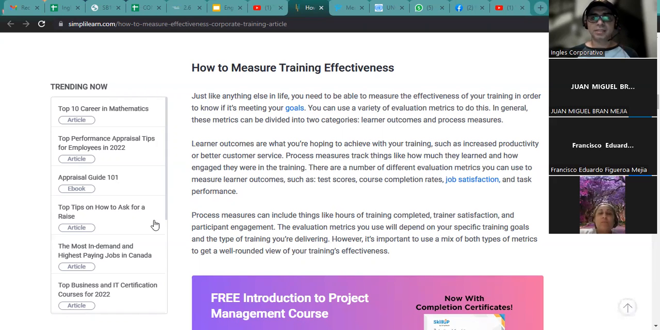Okay, definitely. Yes, actually, it was a very good wrap-up and analysis of the reading. Yes, you need to measure the effectiveness of training, and there are two categories, the learner outcomes and the process measures. And at the end, it says that probably the best option is to mix both types of metrics, right? So you have a very good measurement of the training. Very good. Thank you, Juan Miguel.